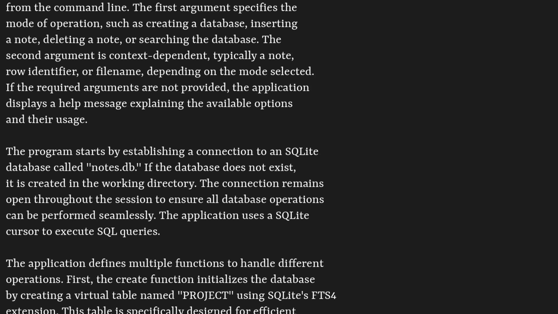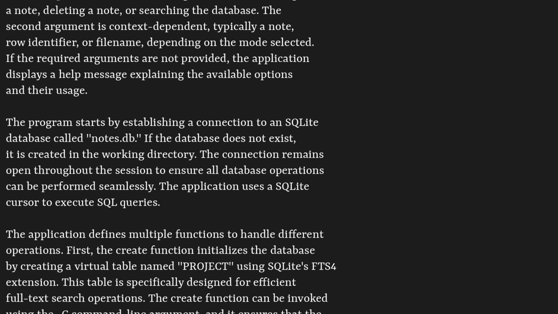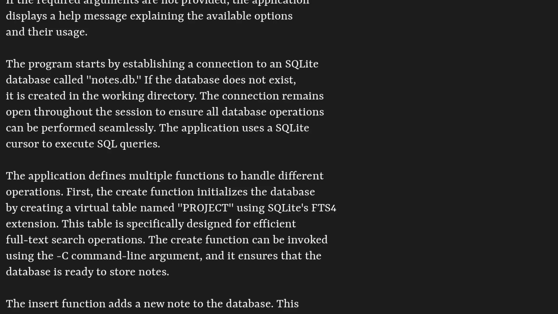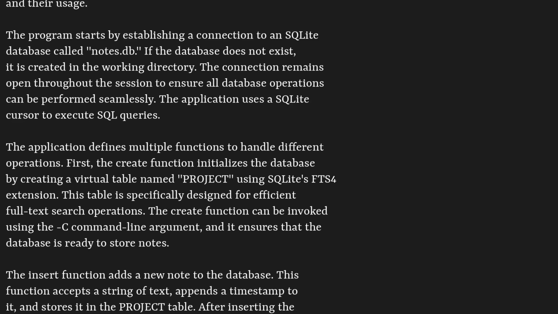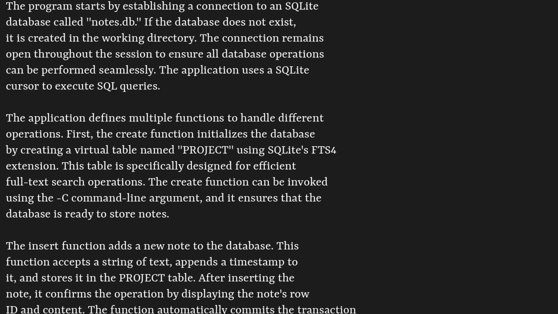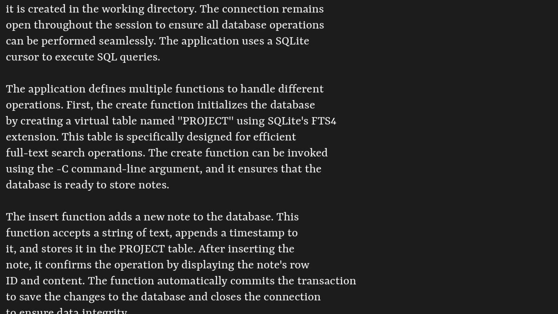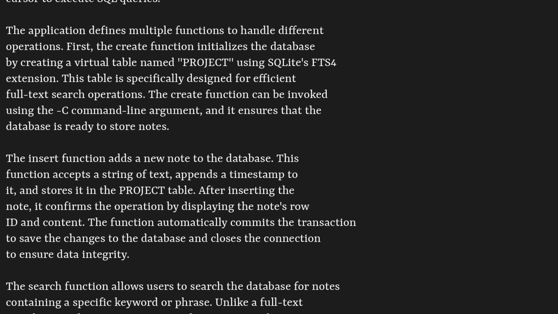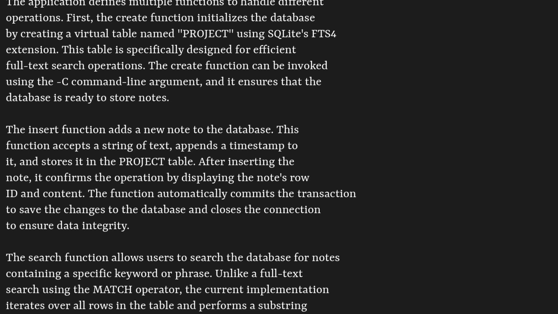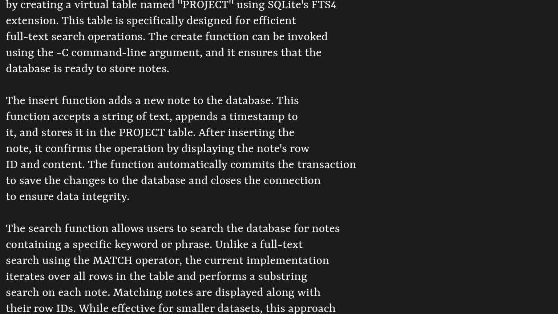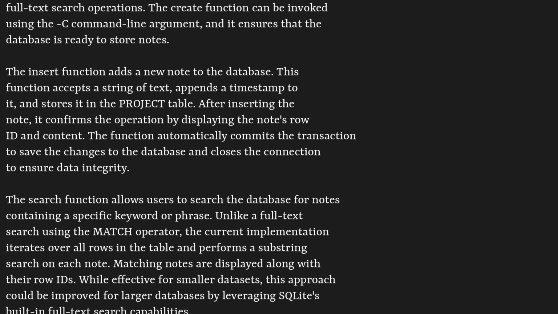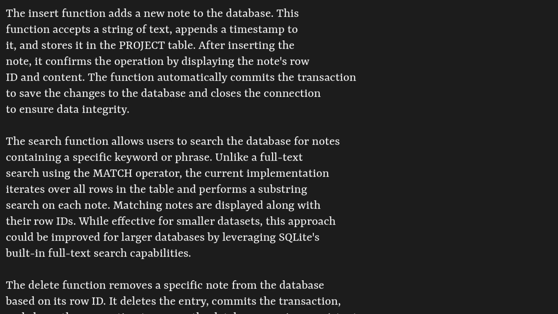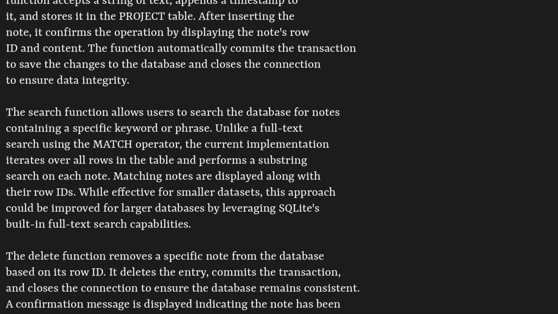Similarly, the put main function exports the entire database to a text file specified by the user. Each note in the exported file includes its row ID, content, and a separator for clarity. This function is particularly useful for creating backups or sharing notes in a readable format. The help function provides detailed instructions on how to use the application. It describes each command line argument and provides examples for common tasks like inserting, reading, deleting, and searching notes.